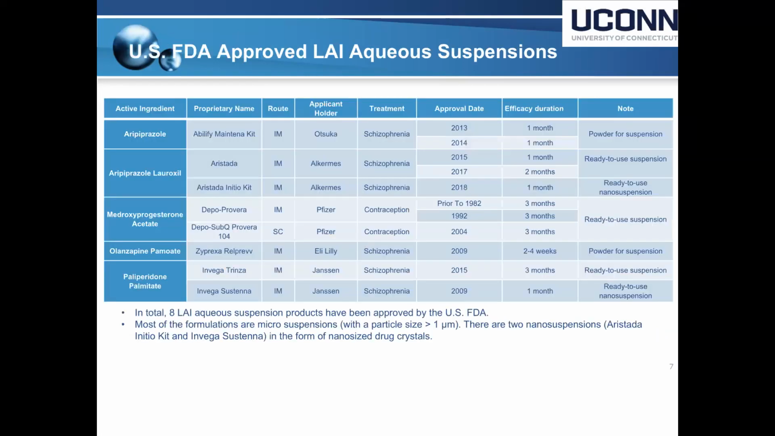So there are several of these products on the market, such as medroxyprogesterone acetate, which we're going to be focused on. But there are others, such as paliperidone palmitate and aripiprazole. These come both as ready-to-use suspensions and powders for suspension. And you'll see that the duration ranges from 2 to 4 weeks to about 3 months.